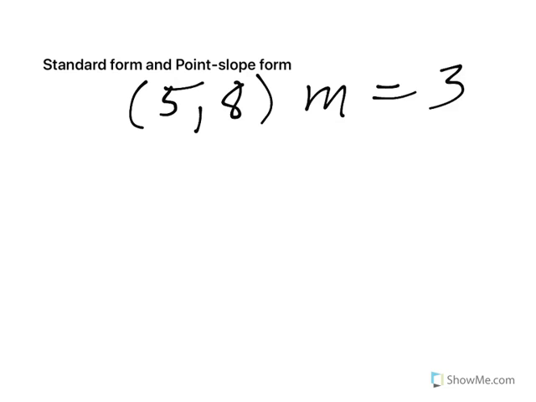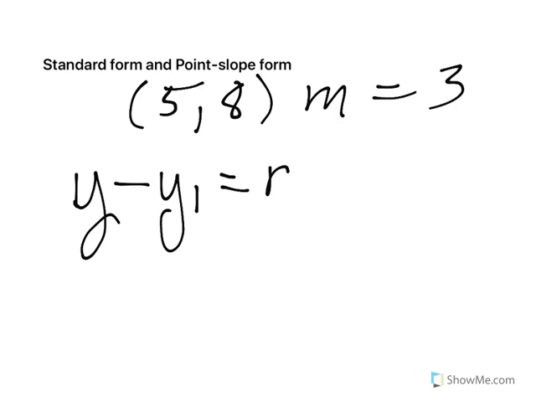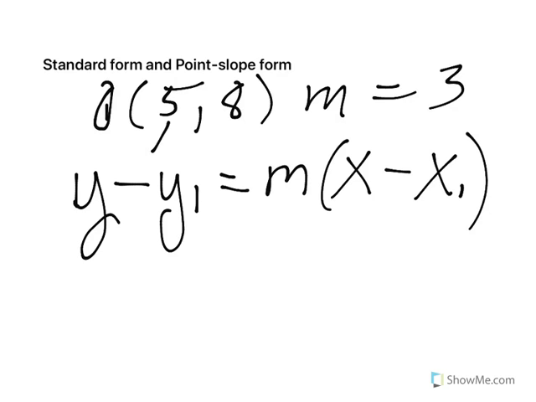So the point-slope form is y minus y1 is equal to m, which is the slope, times x minus x1. And the (x1, y1) is just the point. If you say this is point 1 here, then this is x1, and this is y1. And the x and y that don't have the little subscripts next to them just stay as x and y.